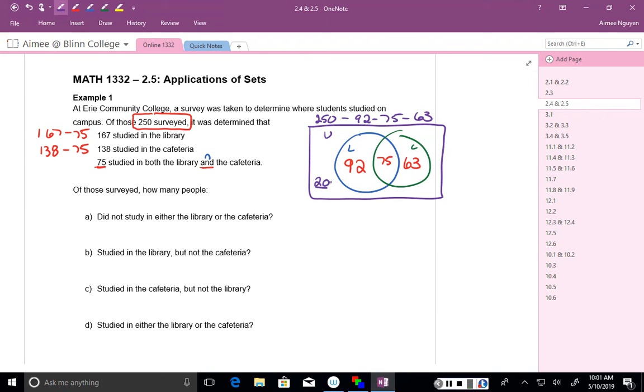So part A says how many did not study in either the library or the cafeteria. So that's the number that we just found at the end. There were 20 people that did not study in either. Studied in the library but not the cafeteria. So here's our limiting words, right? I want them to be in library, not cafeteria. And so the people that were in the library and not in the cafeteria, there were 92 people.